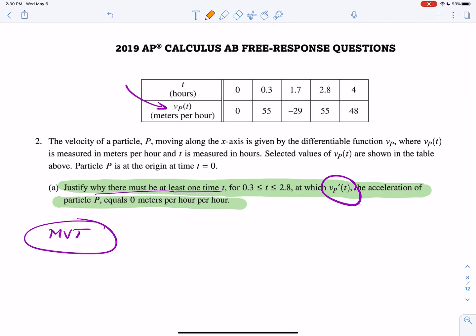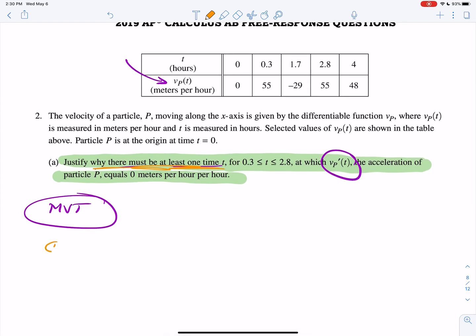Okay, here. Justify why there must be. So we already know that it's going to be true. So one, do we know that it's continuous? And do we know that it's differentiable? I should say continuous on a closed interval and differentiable on an open interval, okay? But there you go. We know it's differentiable, so it's also going to be continuous.